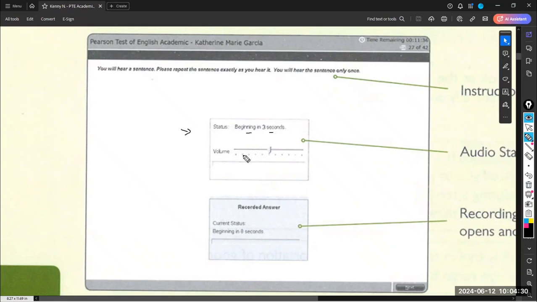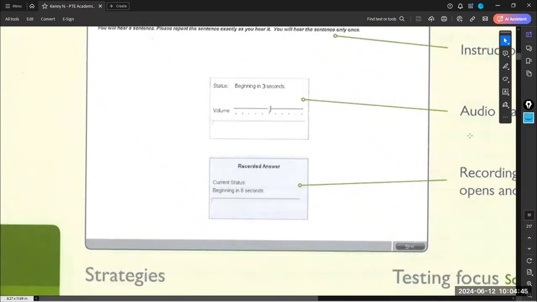Okay. Now, in this screen, you will notice that it says beginning in 3 seconds. So after 3 seconds, the speaker is going to start speaking. So you have to be ready, and you have to check your volume. Maybe the sound is really low or really loud. So be careful. You have to adjust yourself or the screen just to hear the sentence clearly.